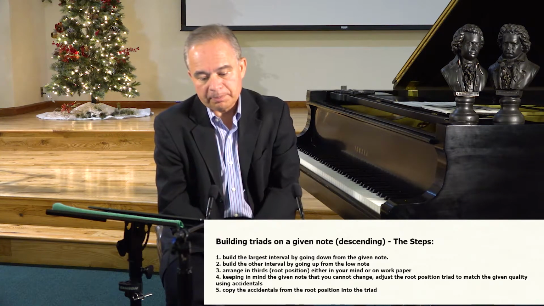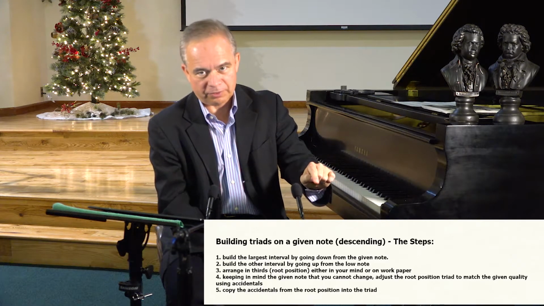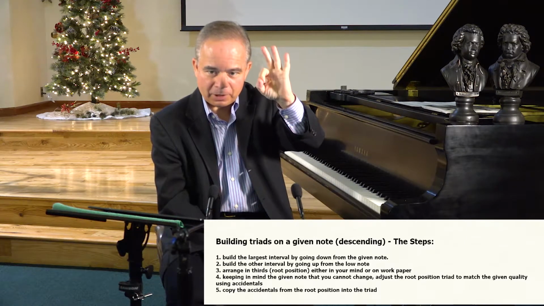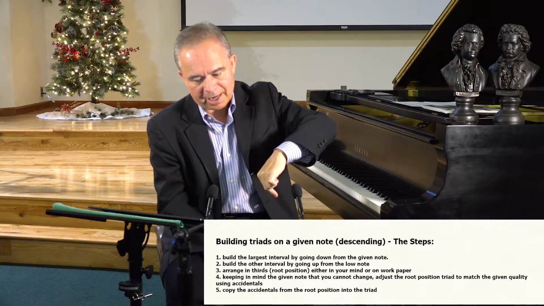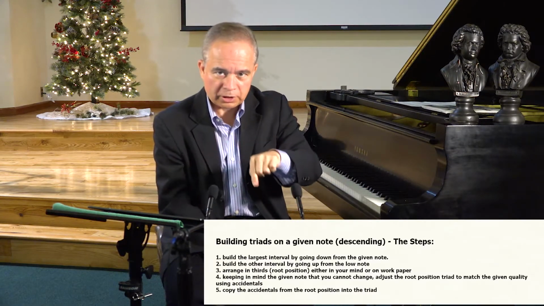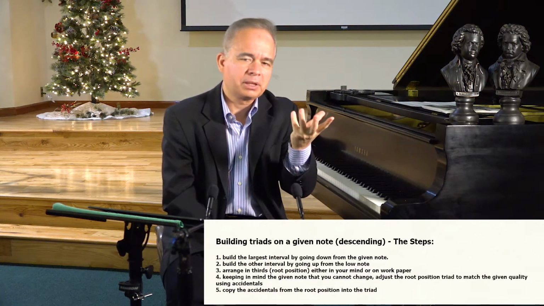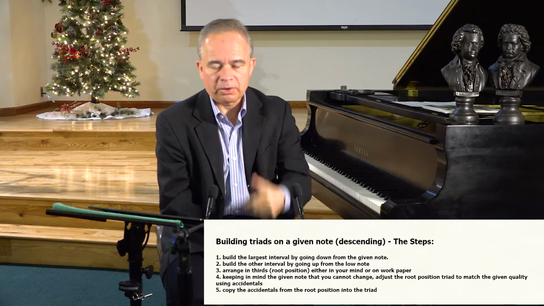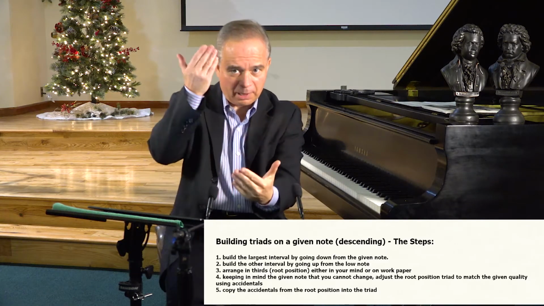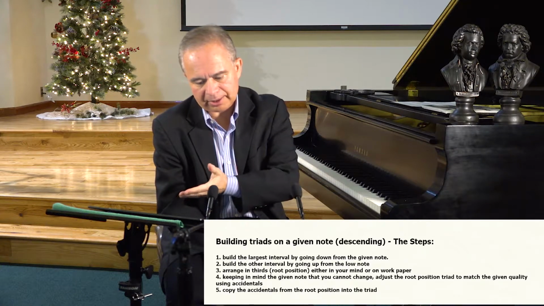Number 1, build the largest interval by going down from the given note. So if you have to build the triad down, you are given the top note. Build the largest interval down first, and then the other one up from the lowest note that you just found. At that point, the arrow becomes irrelevant, because now you have the proper figures in there the way they're supposed to be, from the bottom up. And the other steps are just like the other one.